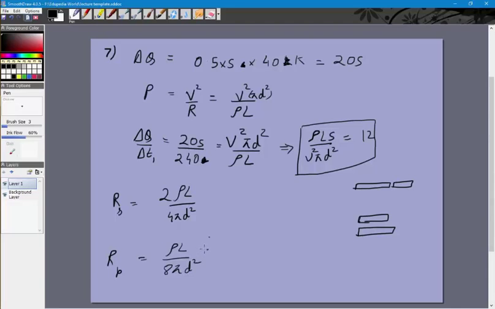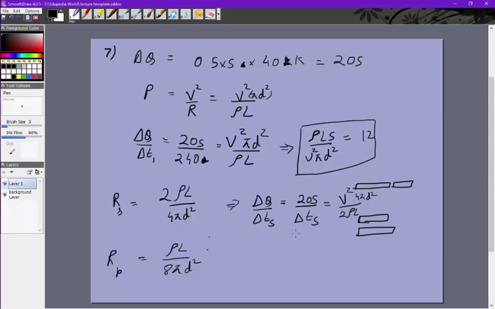And now we need the time taken to raise the temperature by the same amount. So delta Q will be the same, and that means delta Q by delta T s will be 20 s by delta T s, which has to be equal to V squared by the resistance. Earlier it was rho L by pi d squared, now it is 2 rho L by 4 pi d squared, right?